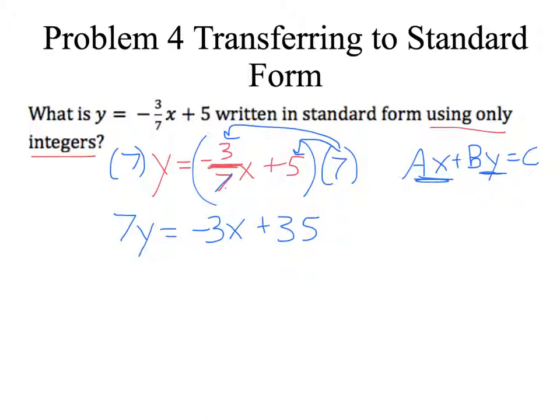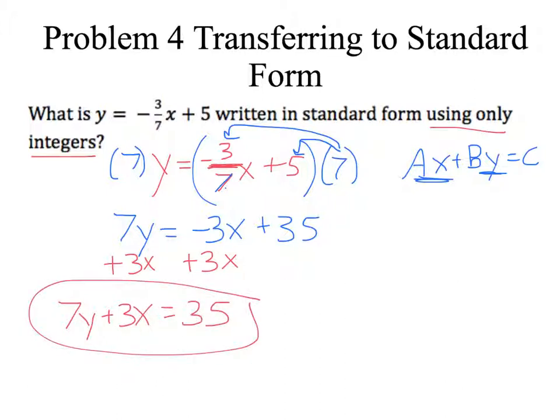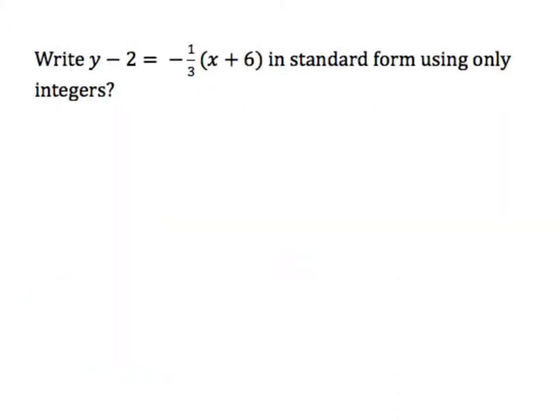So to get x and y on the same side, I just need to add 3x to both sides. Now, if 7 has a y and 3 has an x, you can't combine them, but you just write them as two separate pieces. So I have 7y plus 3x is equal to 35. And so these are the same two equations, just one is written in slope-intercept form and one is written in standard form. Okay, we'll try another one of those.